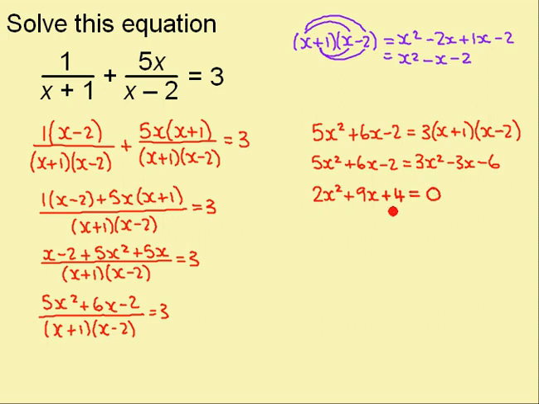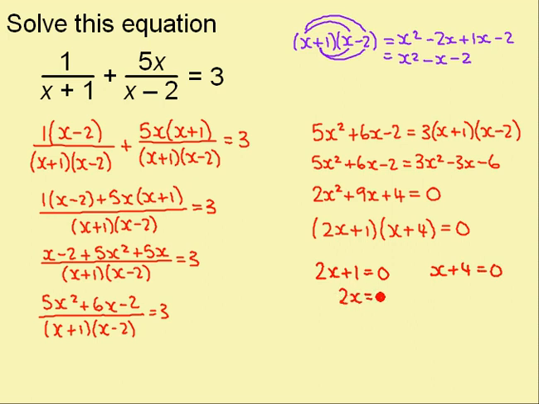I can now factorise this quadratic, and I get (2x + 1)(x + 4) equal to 0. So from this, I now know that either 2x + 1 = 0, or x + 4 = 0. I can solve these two linear equations to get my two values for x. So I get 2x = -1, which tells me that x = -1/2. And I get x = -4. These are my two answers.